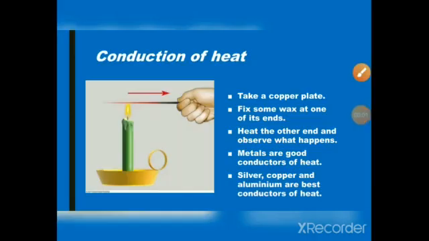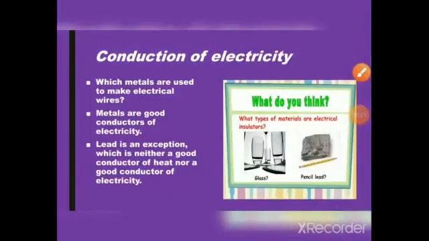Conduction of heat: now take a copper plate, fix some wax at one of its ends, heat the other end and observe what happens. Metals are good conductors of heat. Silver, copper and aluminium are the best conductors of heat. Conduction of electricity: which metals are used to make electrical wires? Metals are good conductors of electricity. Lead is an exception, which is neither a good conductor of heat nor a good conductor of electricity.